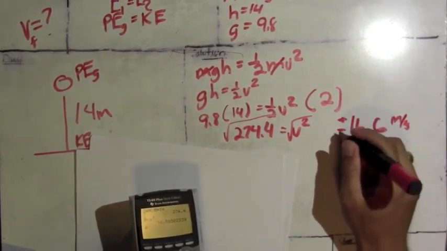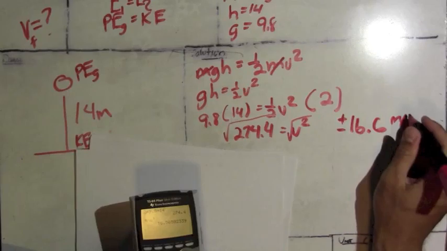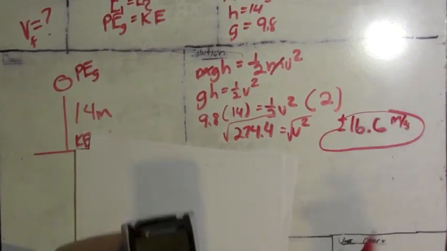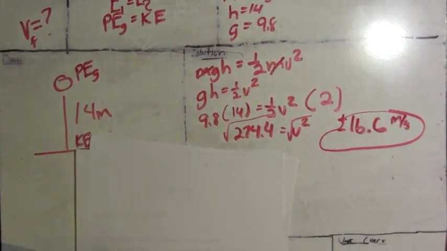Now, since we know that the object is going to be falling, we know that the correct answer is more than likely negative 16.6 meters per second, depending on how you've defined up and down.